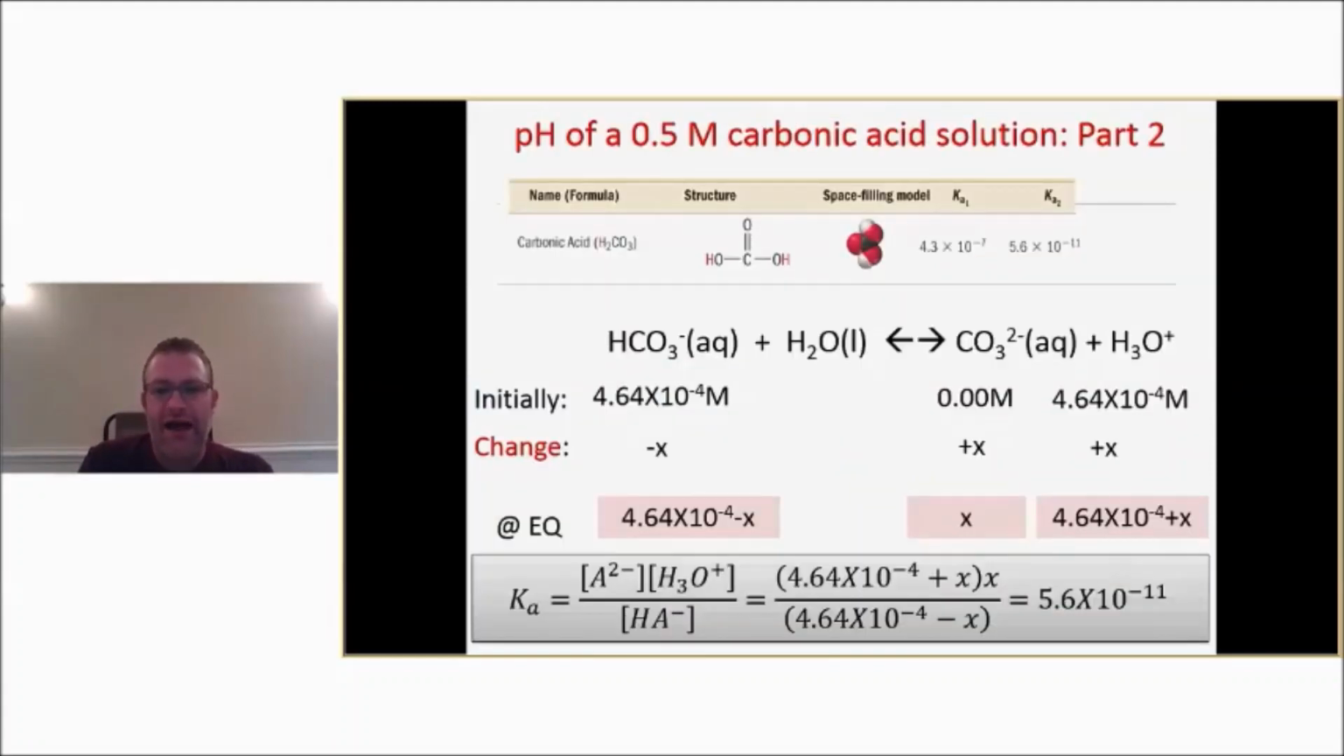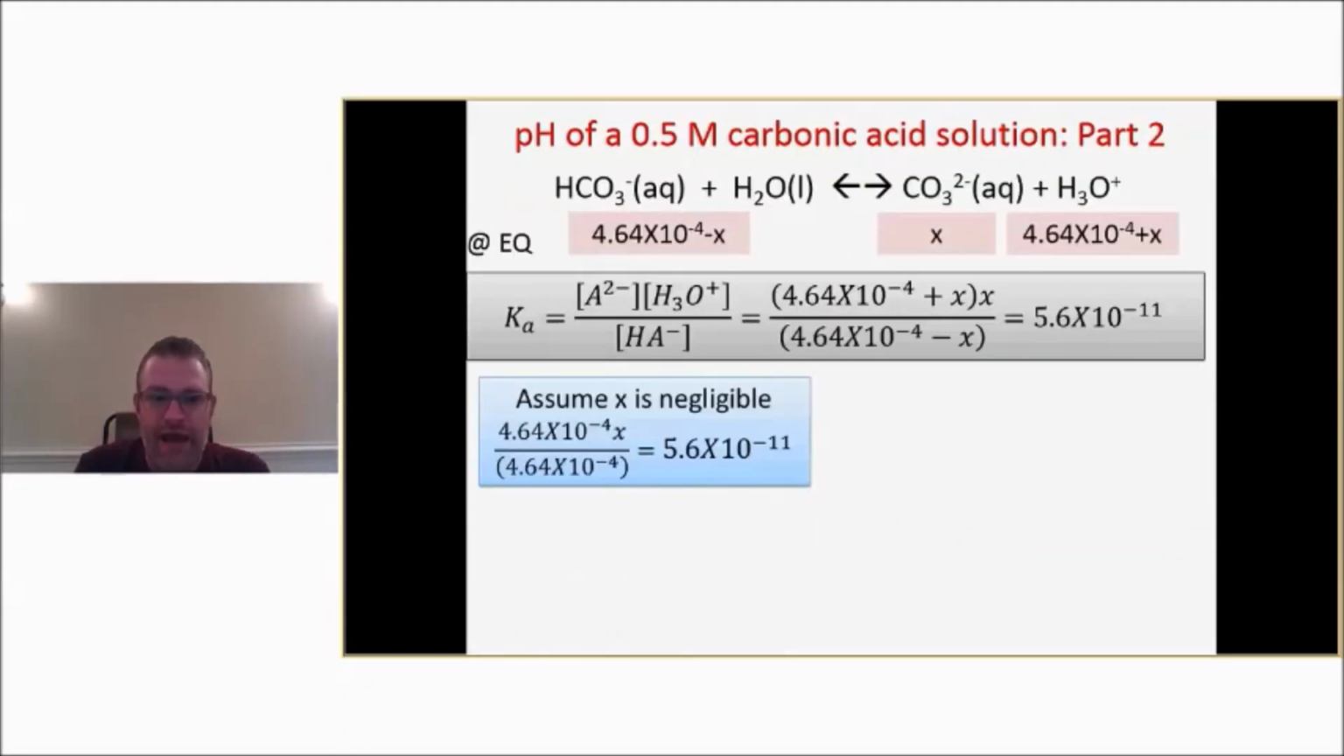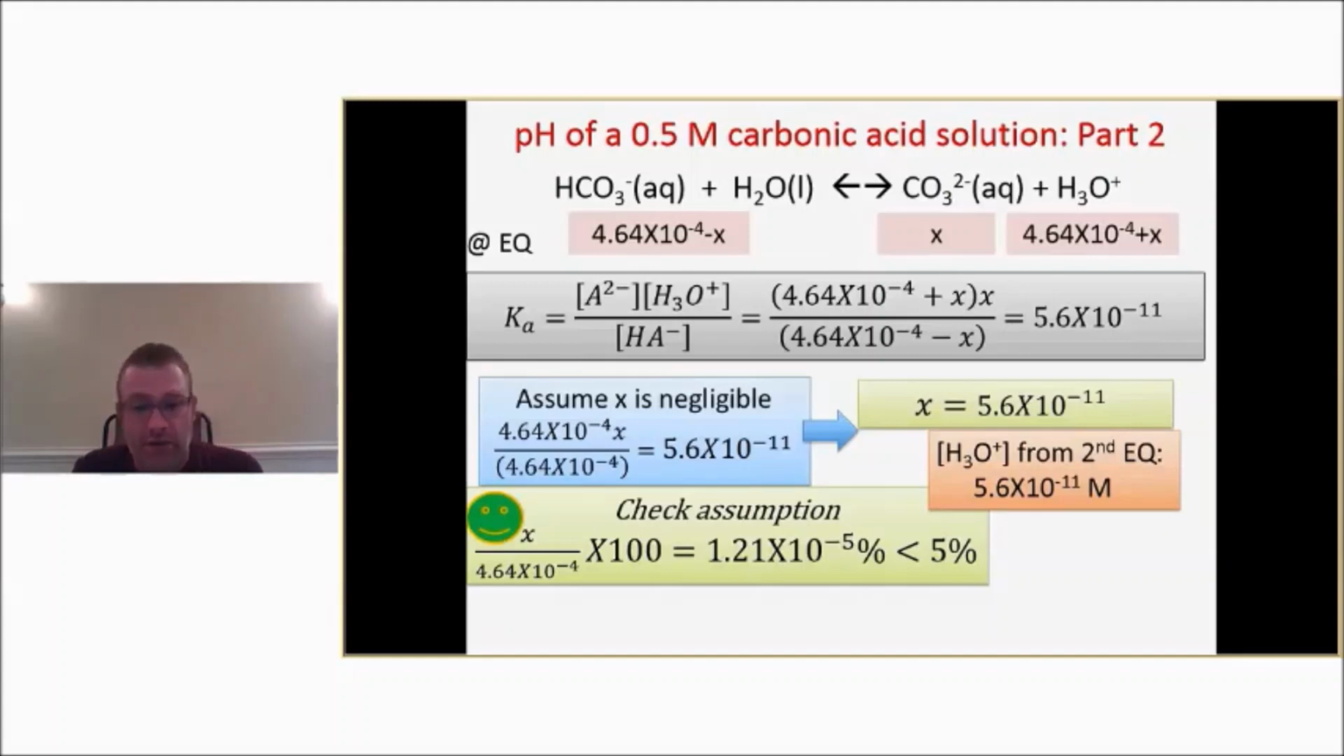And here I have it set up, okay? So once again, we start with the final concentrations from our first equilibrium, and we set up our equilibrium constant expression by doing the change. We then move on and assume X is negligible. Solving for X, we get that. If we check our assumption, it once again is less than 5%, so that is good, and we get the H3O plus from our second equilibrium.